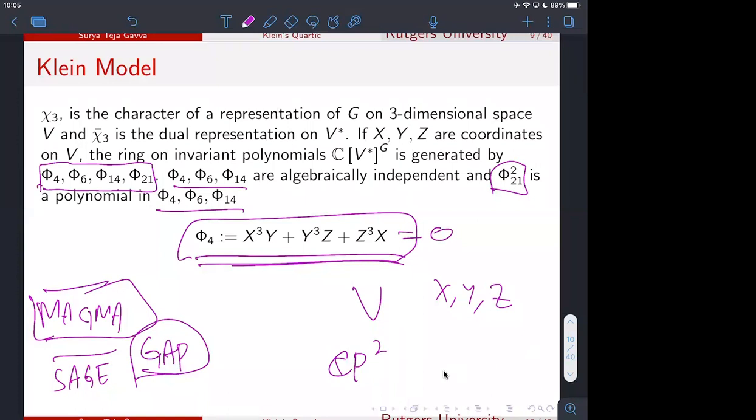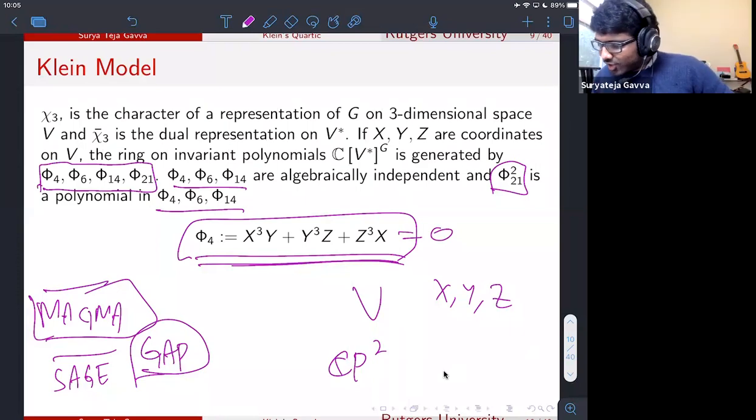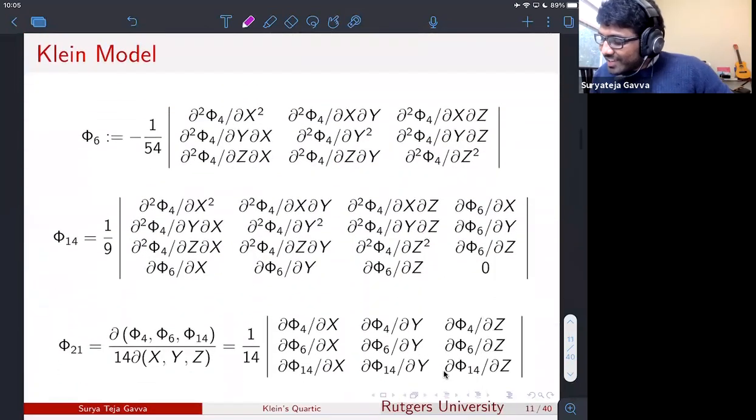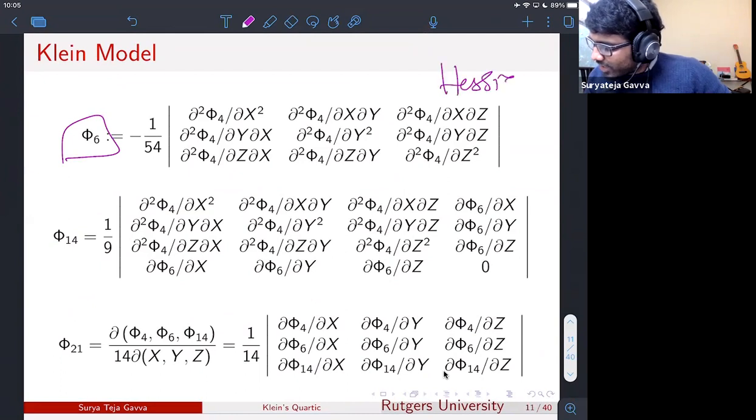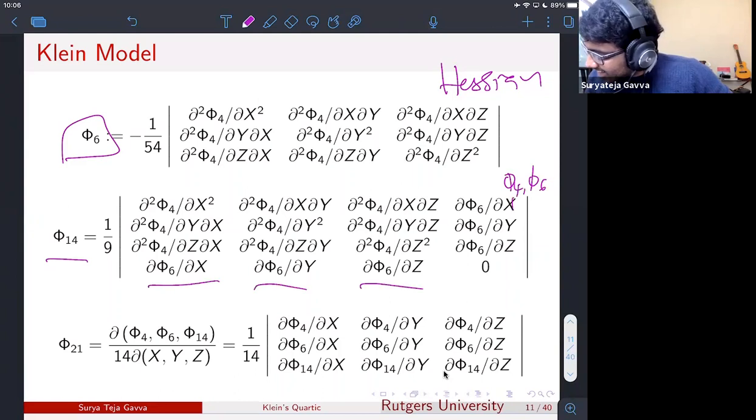Are there any interpretations of 5.6 and 5.14? Oh yeah. So 5.21? I'll talk about it. So 5.6, I mean, you can write explicitly those polynomials, but 5.6 is the Hessian of this phi4. Okay. And 5.14 is also kind of a Hessian related to 5.4 and 5.6. Like it's not really a Hessian, it's some super differential. It's related to these 5.4 and 5.6 with some derivatives. And phi21 is a Jacobian of all these previous guys, phi6 and phi14.